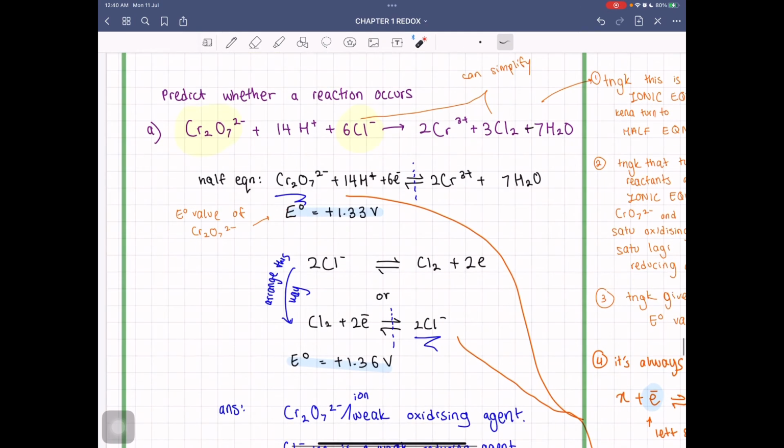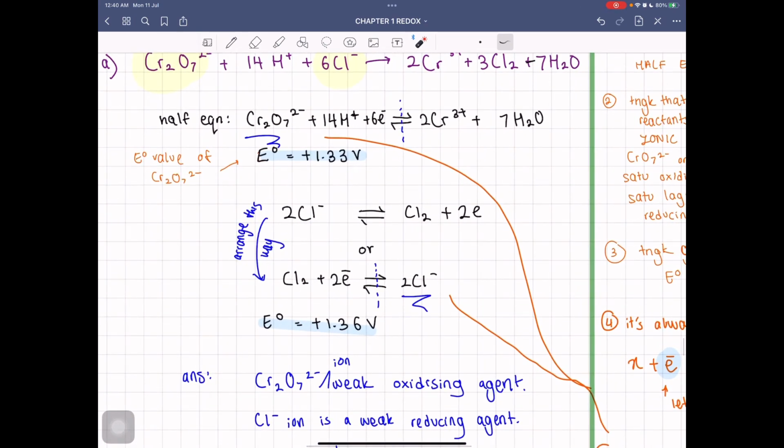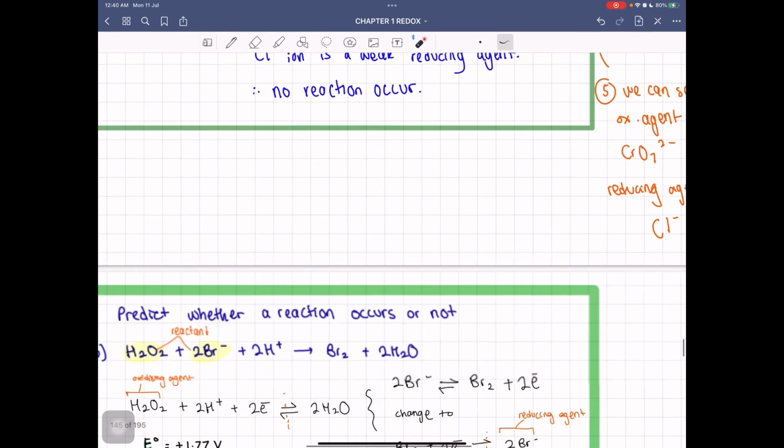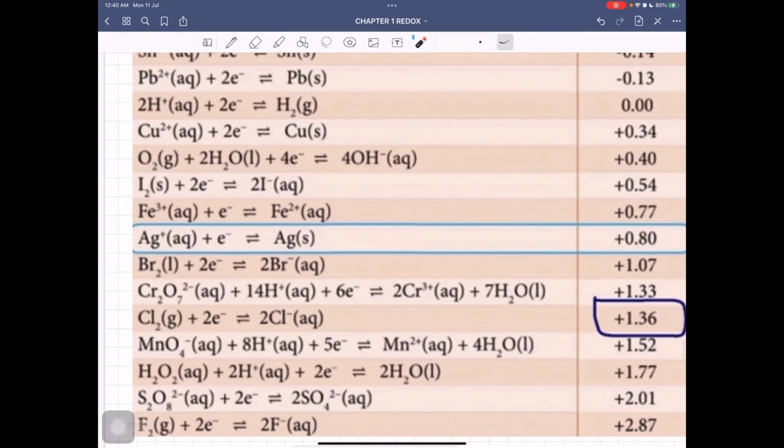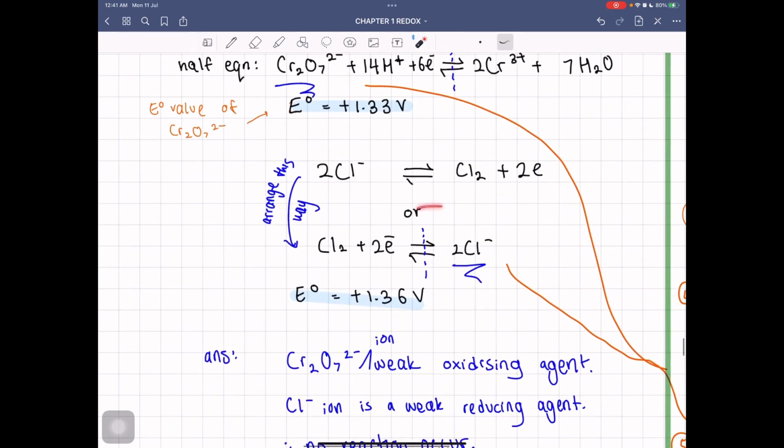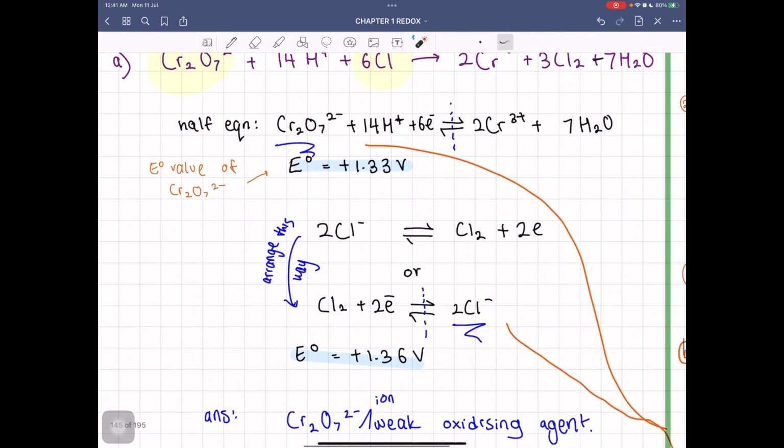But this one, I arranged it like this, but I guess some people will question, hey, how would you know? It's also based on the table actually, so just look at the table, and you have to follow this way. If you notice, all the electrons are on the left side, before the arrow over here. So arrange it this way. The E0 values are usually all given, so don't panic. From there we can compare.